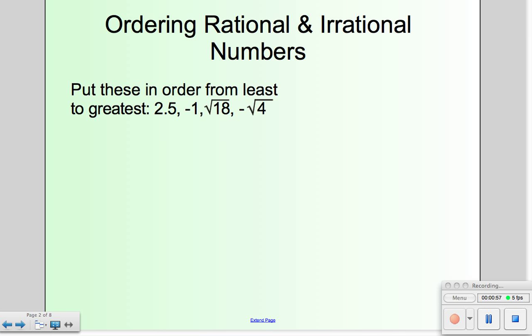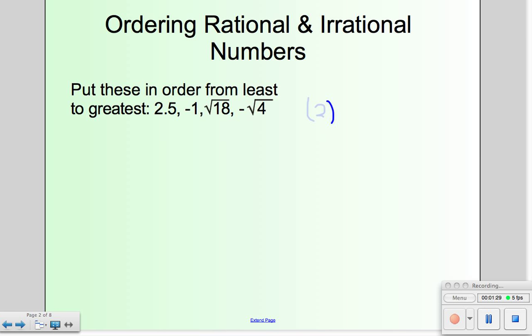Negative the square root of 4. What is the square root of 4? Is 4 a perfect square? Is there something that when you square it is 4? 2 squared is 4. So, if you take the square root of 4, that's going to end up being 2. But you have a negative sign on the outside. So this is going to be equal to negative square root of 4 is 2. It's equal to negative 2. So negative the square root of 4 is equal to negative 2.